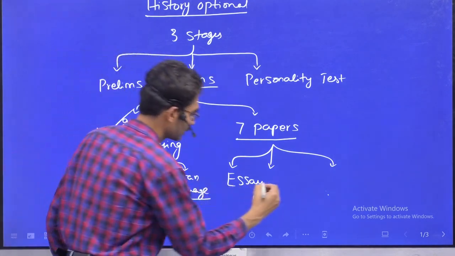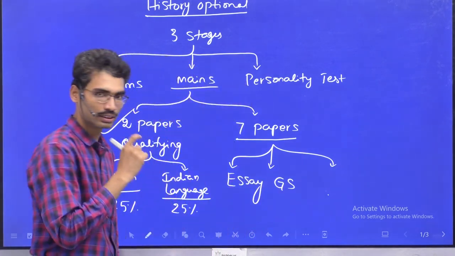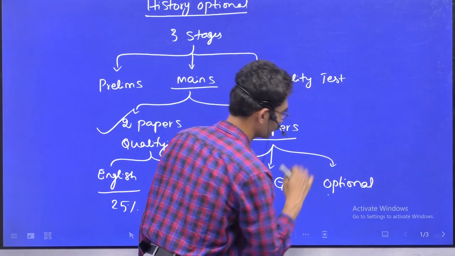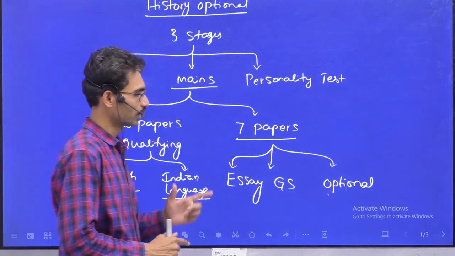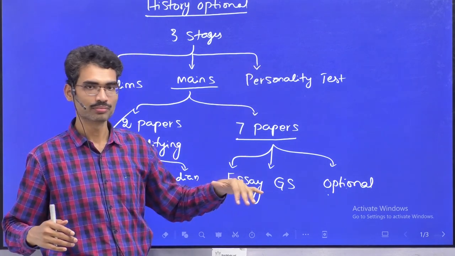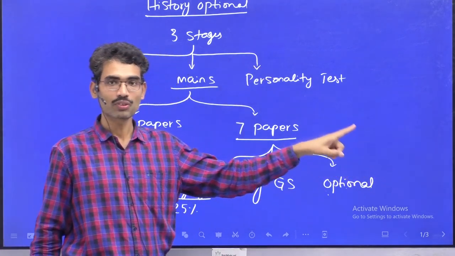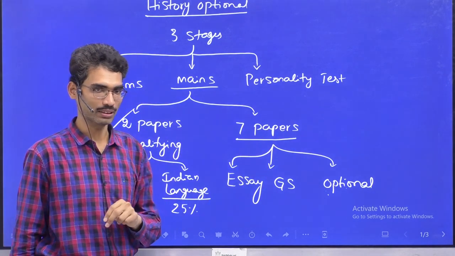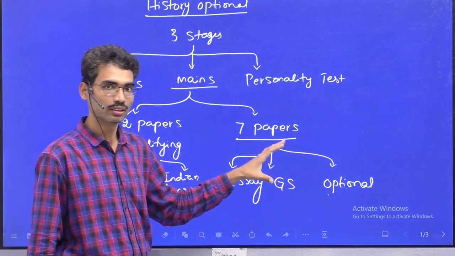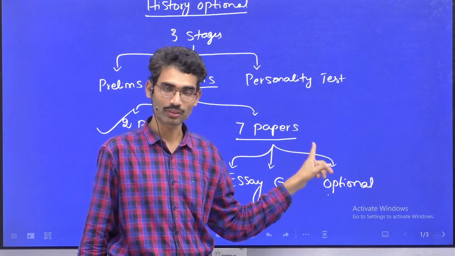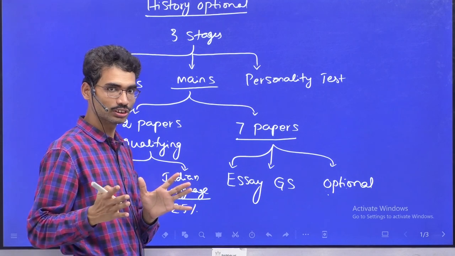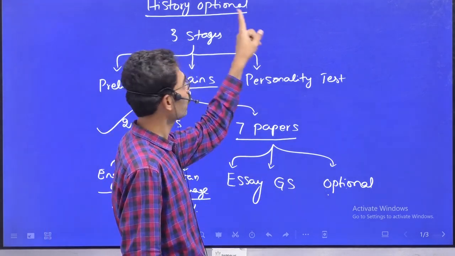The second part is general studies, GS. And the third one is optional. Earlier, before the present pattern, students were asked to write two optional papers. So people had to choose two optionals and write four papers from optional itself. But from 2013 onwards, this pattern changed. As a result, now there is only one optional.